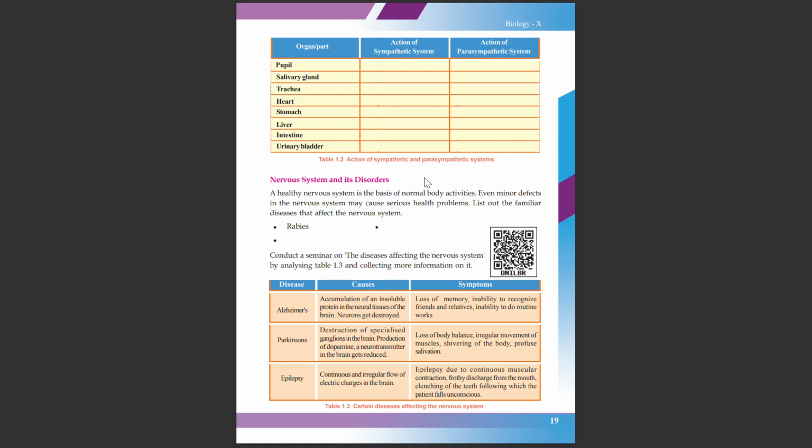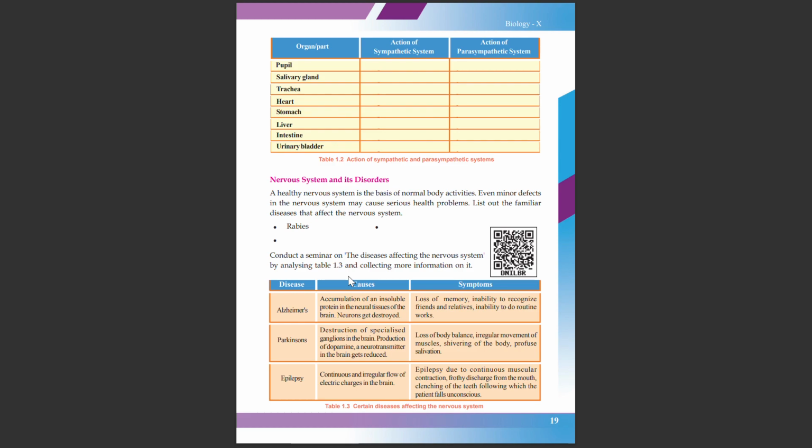So, nervous system and its disorders. A healthy nervous system is the basis of normal body activity. Even minor defects in the nervous system may cause serious health issues. Nervous system disorder is not taken as simple. You cannot ignore it. It is fatal. It is serious.